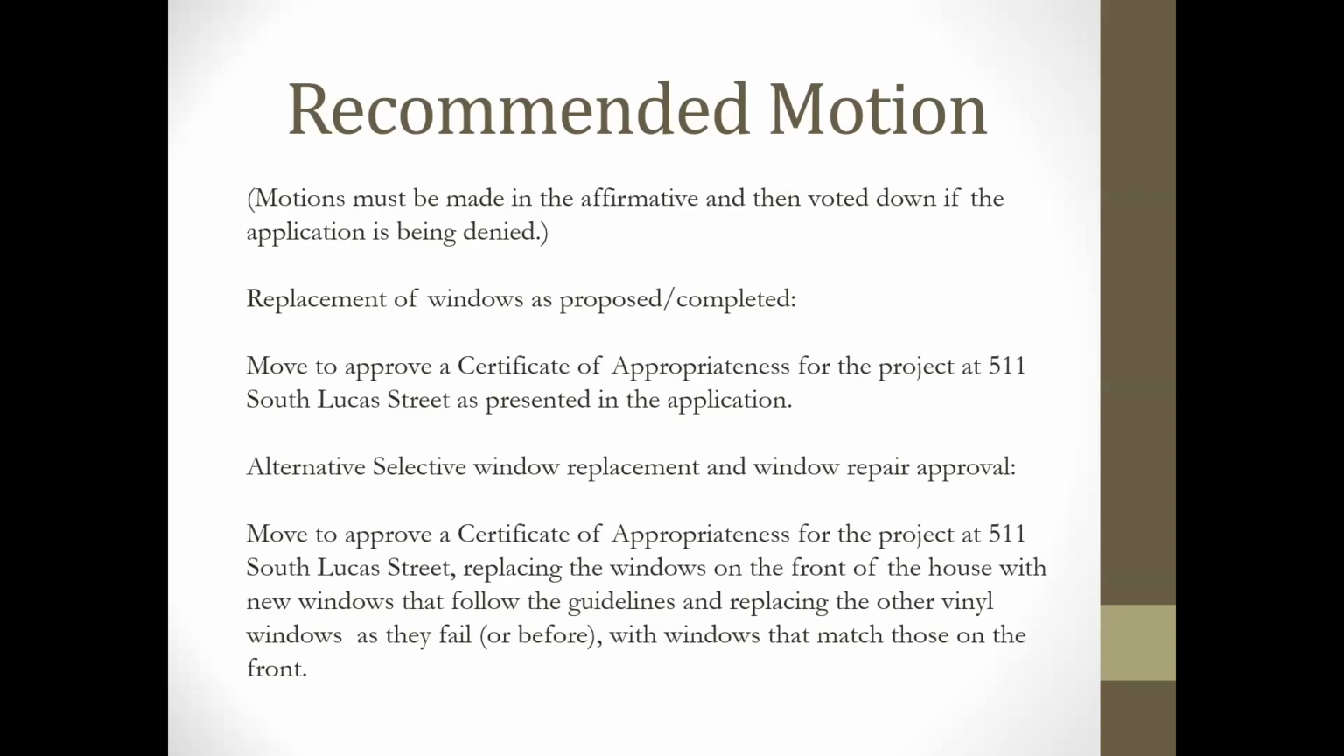Okay. So moving on, would another commissioner like to make a second motion? Beck moves to approve a certificate of appropriateness for the project at 511 South Lucas Street, replacing the windows on the front of the house with new windows that follow the guidelines, and replacing the other vinyl windows as they fail or before with windows that match those on the front. Stork seconds. All in favor? Do we have any discussion on this one?